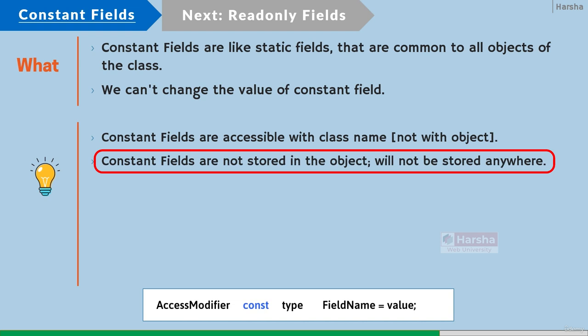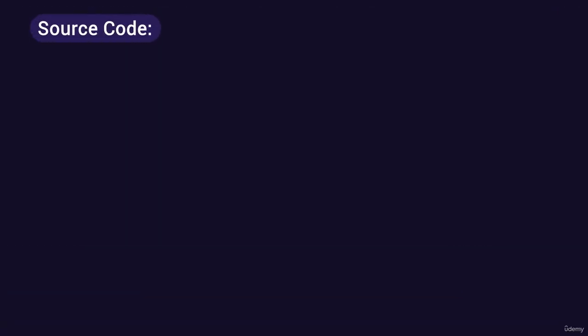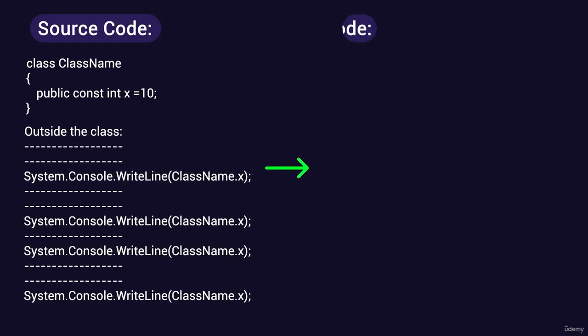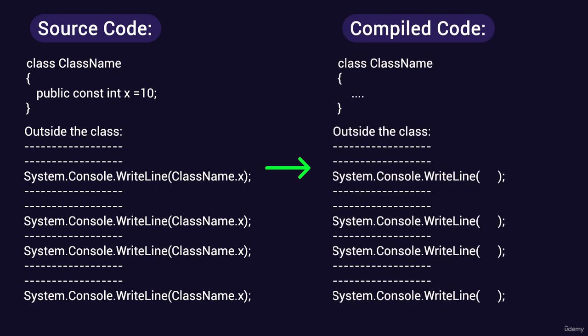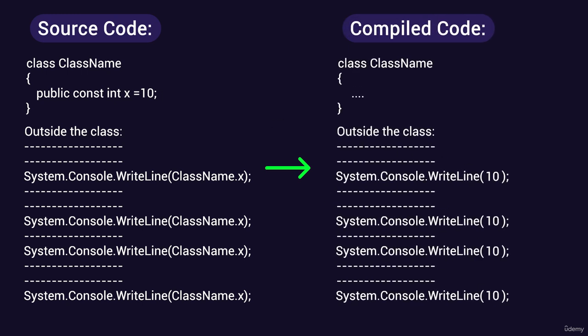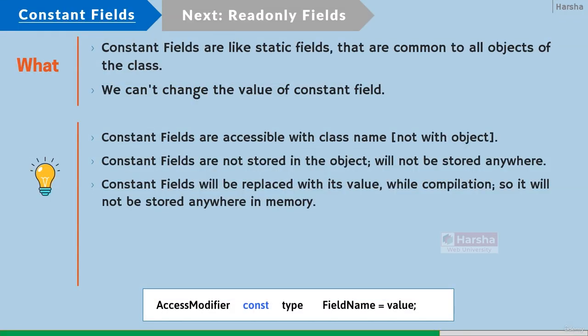Because at compilation time, each time when you write the constant name, in all those places the actual value of the constant will be replaced. For example, you have declared a constant called x equal to 10. So each time in the program, wherever the constant is accessed, in all those places, the actual value of the constant will be replaced. So each time when you access the constant, that is x, its actual value will be replaced, that is 10. So after compilation, the constant is present in the program nowhere.